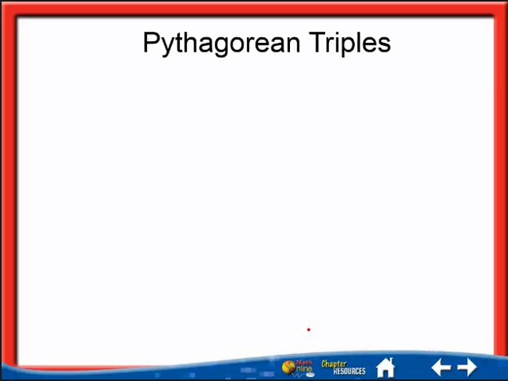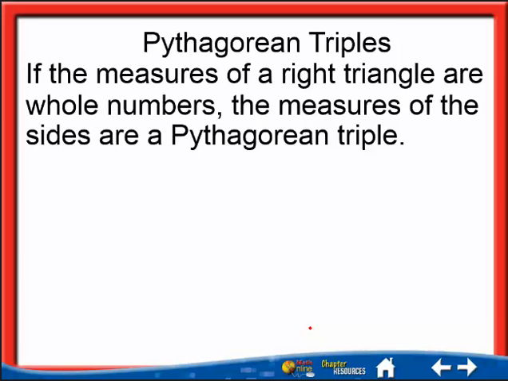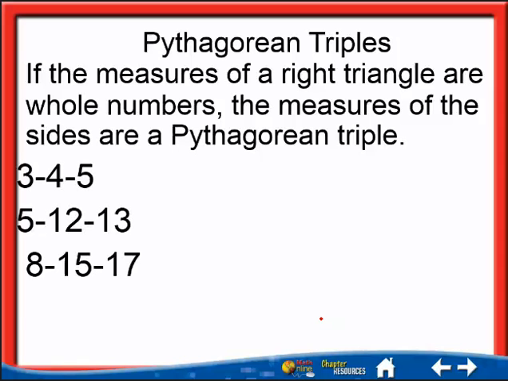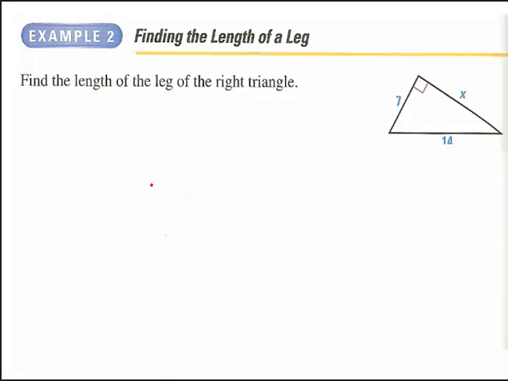So here's some examples and the definition of Pythagorean triple. If the measures of the sides of a right triangle are whole numbers, the measures of the sides are a Pythagorean triple. 3, 4, 5; 5, 12, 13; 8, 15, 17. Okay, these are just a few of them. They go on forever because again, we could have multiples of those.